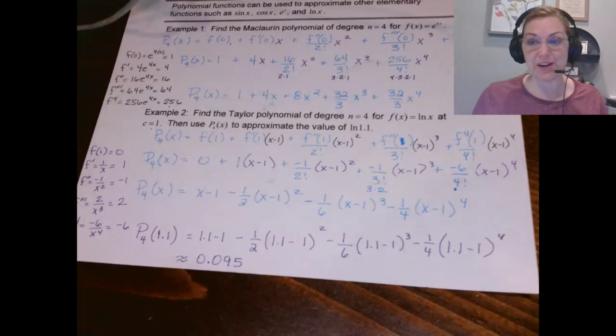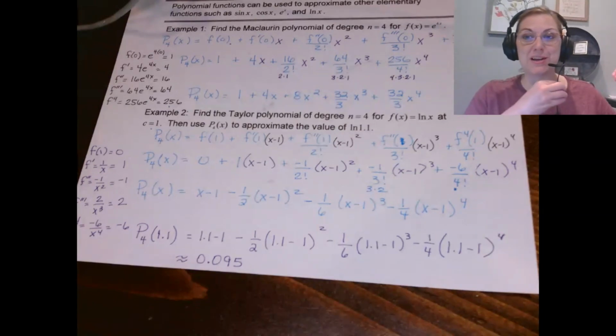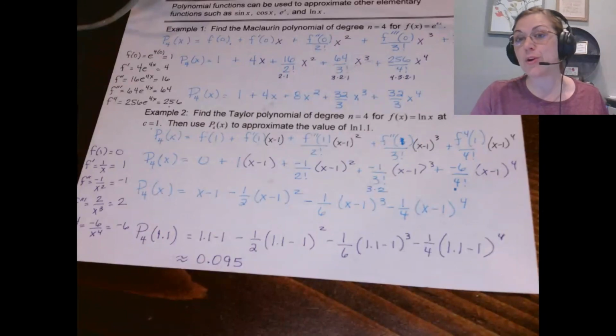And again, remember the benefit of a Taylor or a Maclaurin is that if we get a function that is difficult to integrate or difficult to differentiate, using the approximation polynomial of a Taylor or Maclaurin helps us quite a bit.